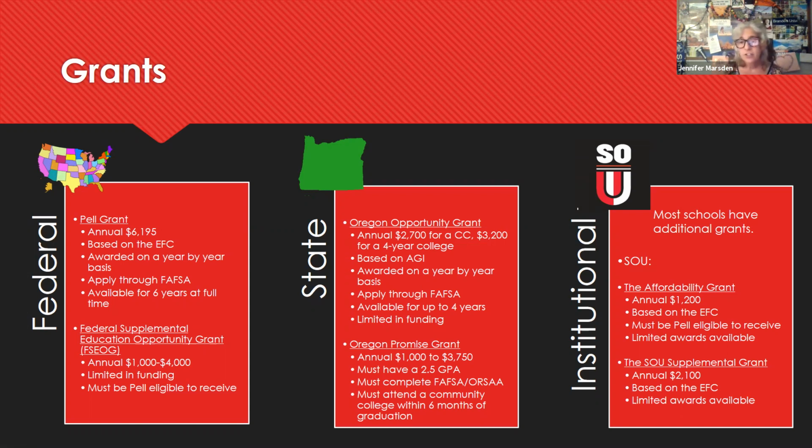And then there are state grants, like I told you, the Oregon Opportunity Grant and the Oregon Promise Grant. And on the side there, which I don't know if our little gallery of photos is covering up, so I'll move it over here, I just use SOU as an example. Lots of schools have grants based on need. SOU's is called the Affordability Grant. So if you're Pell eligible, they will put on another grant that is need-based on your EFC. But they also have lots of merit aid based on your academics, your GPA, your SAT scores.